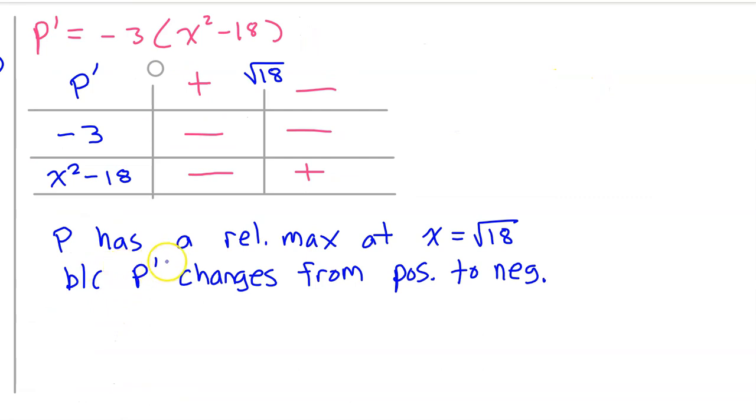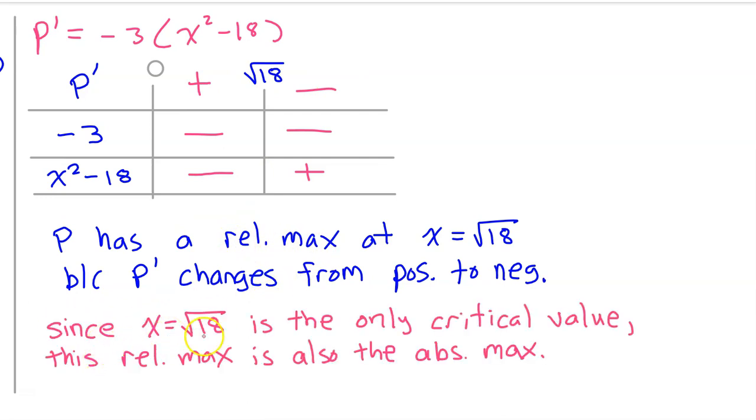The first derivative test tells us that p has a relative max at x equals radical 18 because p prime changes from positive to negative. To convert this to an absolute max, we need a second statement. Since x equals radical 18 is the only critical value, this relative max is also the absolute max.